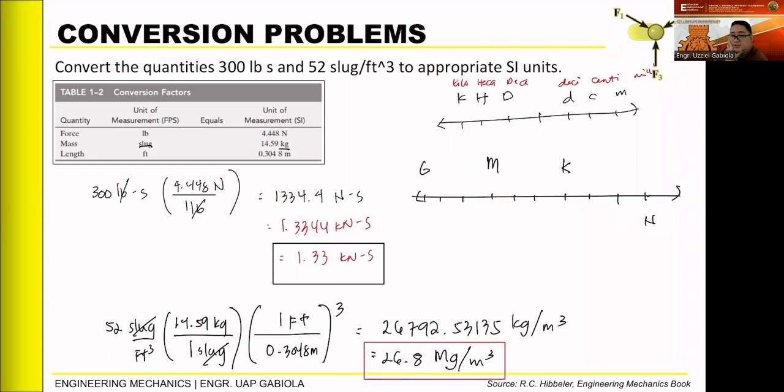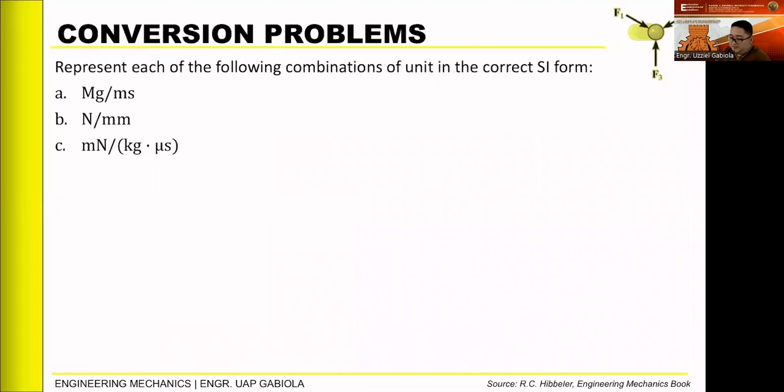Okay? Question? Okay, next. Represent each of the following combinations of units into correct SI form. So, our number 1, letter A, megagrams over milliseconds. We will just change our prefixes into powers of 10.